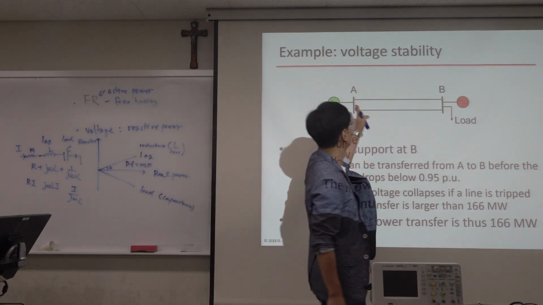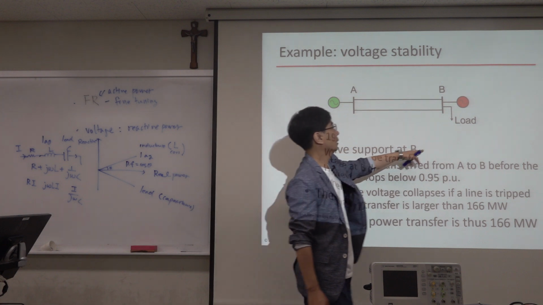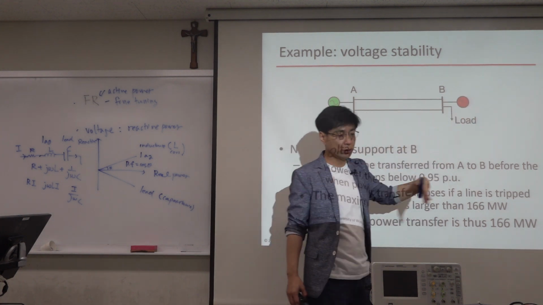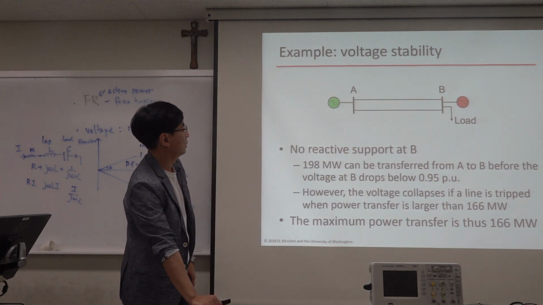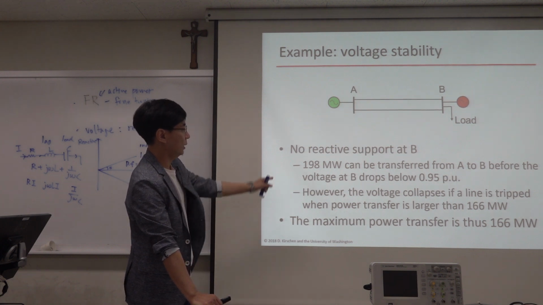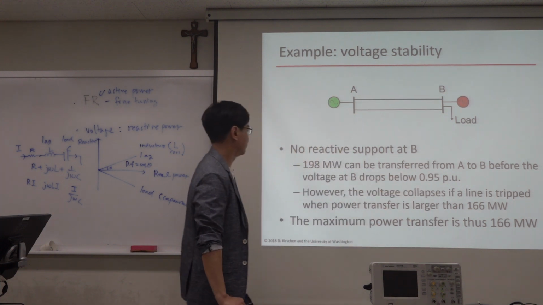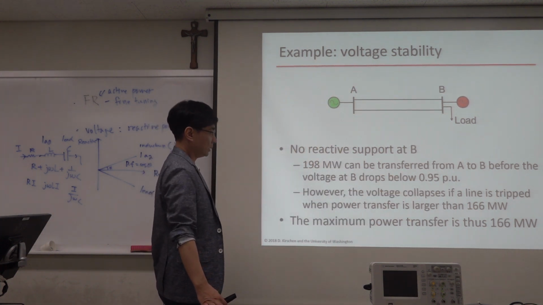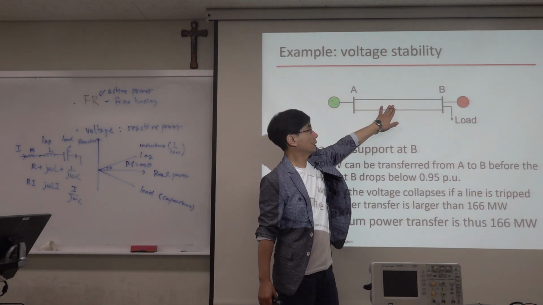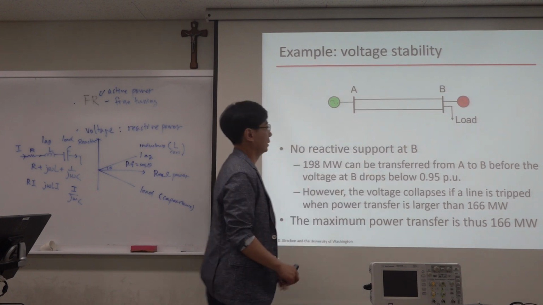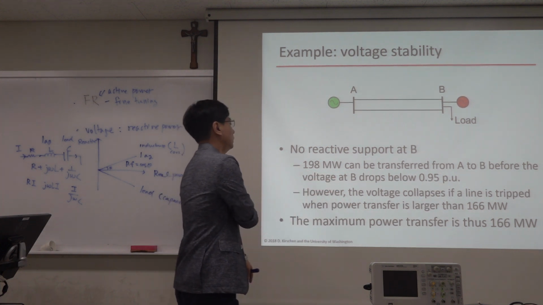So in this case, we have a generator and loads, and no reactive supports at B. That means there is no reactive power injection or absorption that can happen at this generator. So 198 megawatt can be transferred from A to B before voltage B drops below 0.95. However, the voltage collapses if a line is tripped. The meaning of line is tripped means that this line has outage, broken, is cut. Okay. And so the analysis is omitted here. This is just the result.